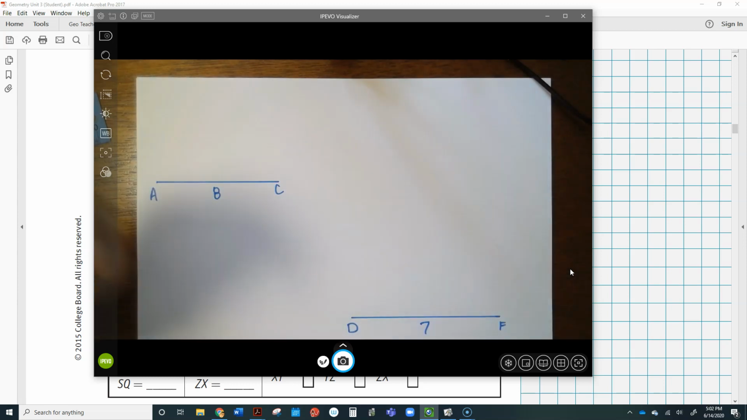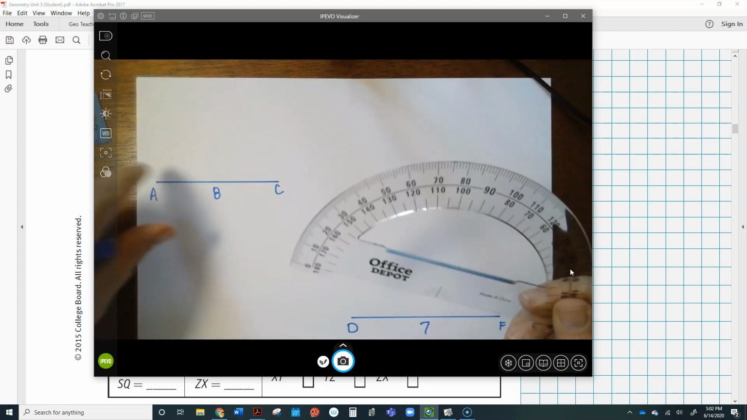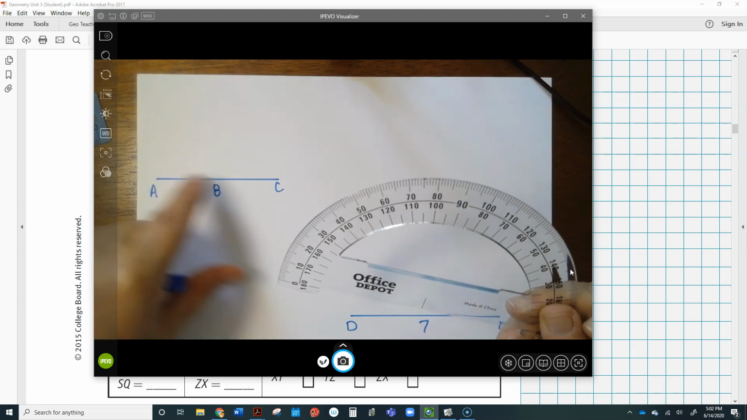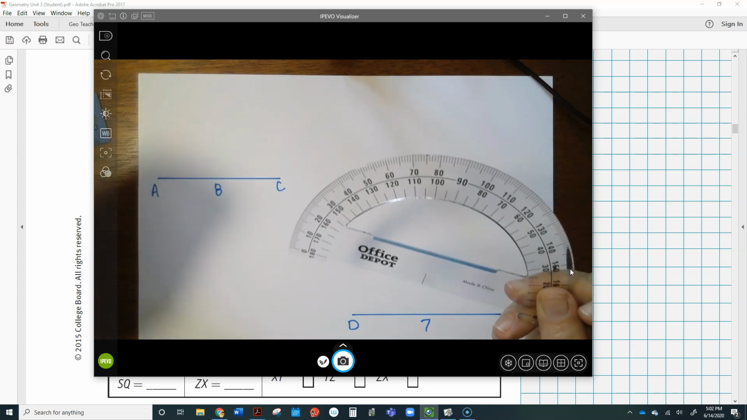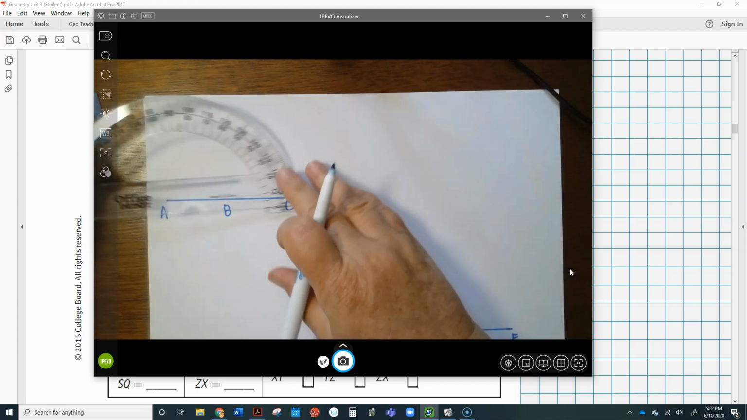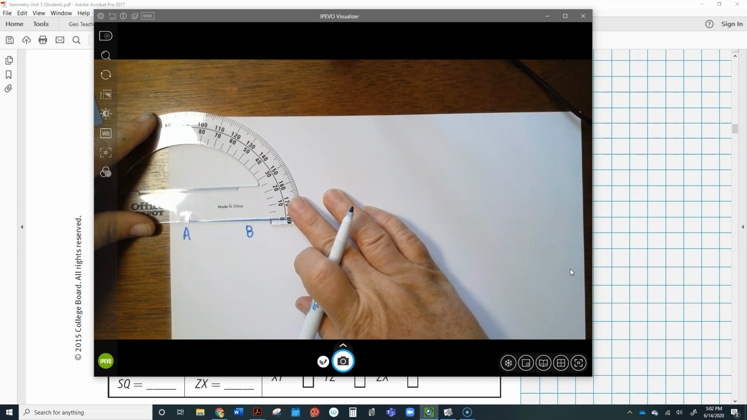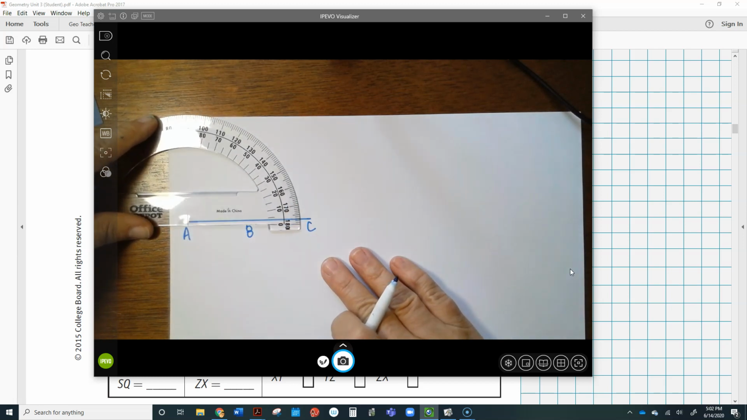All right, so they don't tell me which angle is 45, so I can make angle A 45, angle C 45, or I can make this one 60 and this one 75. It absolutely positively does not matter.